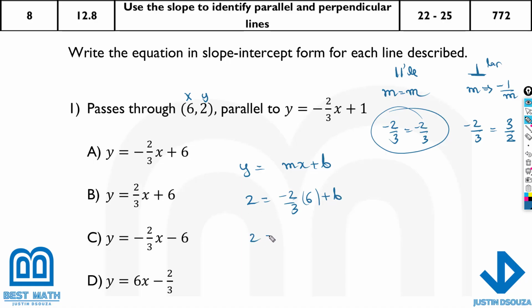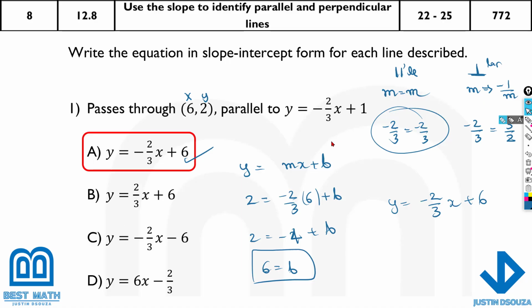Now let's solve this. 2 is equal to minus 2 by 3 times 6, I'll write it directly, minus 4, plus b. You take it to the other side, and 6 is equal to b. So now again we can write the same equation: y is equal to, what is m? It's minus 2 by 3, x plus b value is 6. So this is the answer. That's the first one, right? Yeah, that's it. So once you find b, it's done. You can figure out which is the correct answer. As simple as that. That's option A.